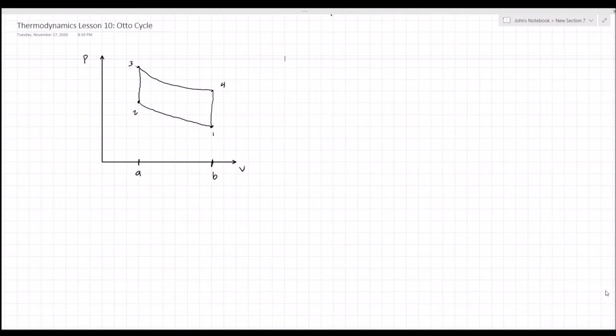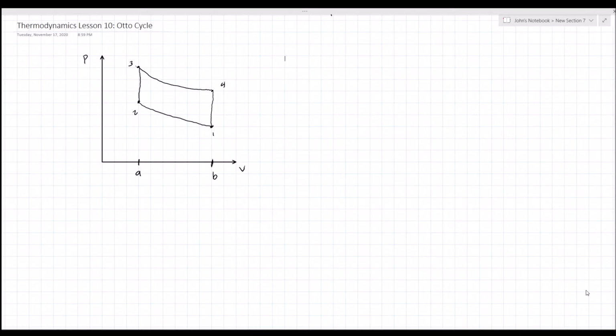Hello everyone. So today we shall be covering the Otto cycle. Here's a PV diagram for the Otto cycle. So before we go into the specifics of the different types of steps you have in it and the equations to define it, we'll talk about where the Otto cycle is used.